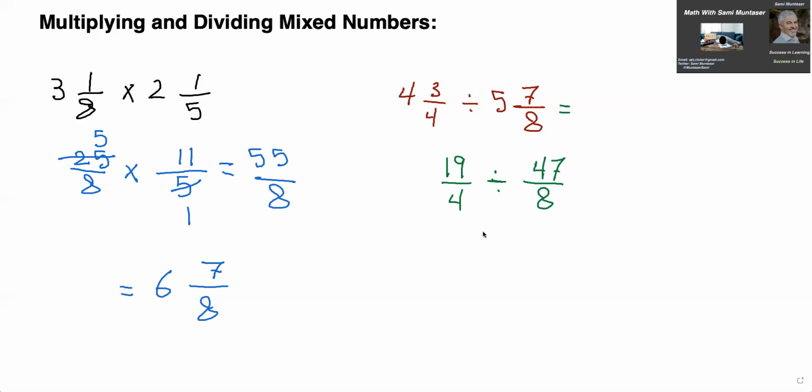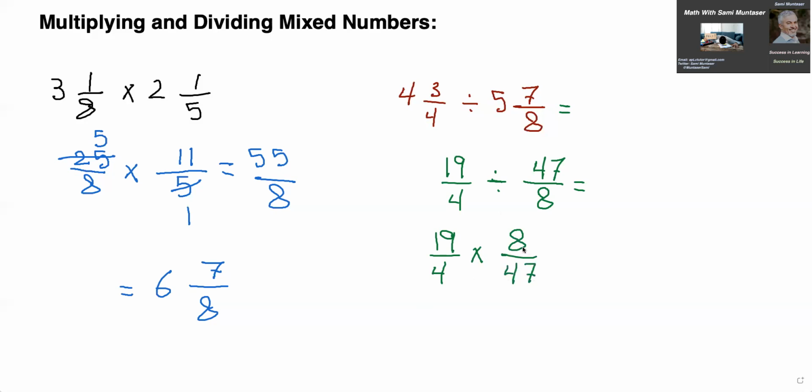Now, when you're dividing, you cannot divide. You have to change it to multiplication when you're doing fractions. And this becomes 19 over 4 times. You flip. When you change division to multiplication, you flip the divisor. So this becomes 8 over 47.